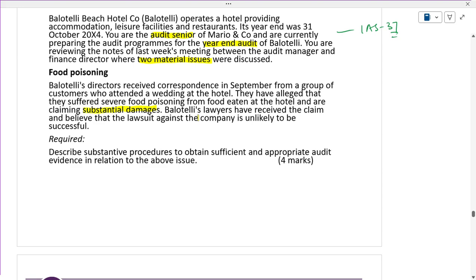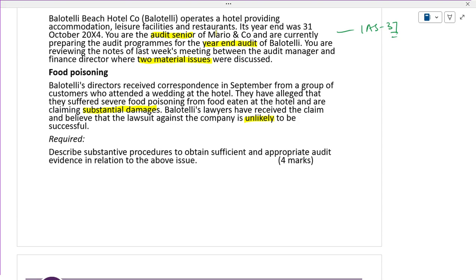Botley's lawyers have received a claim and believe that the lawsuit against the company is unlikely. The probability is less. Now, if the probability is less, should we make the provision or not? From the financial perspective we will see, but in this case we have to take the legal opinion also.